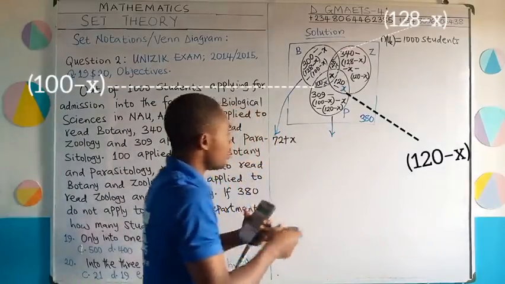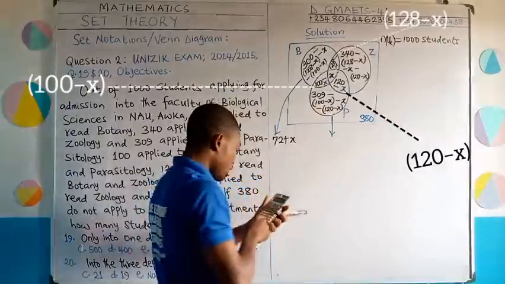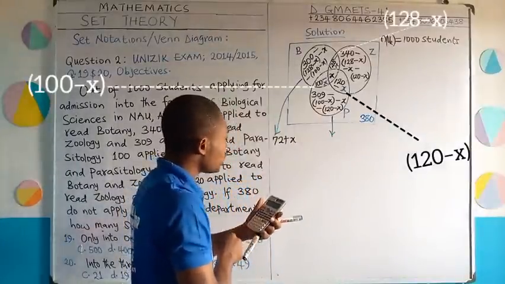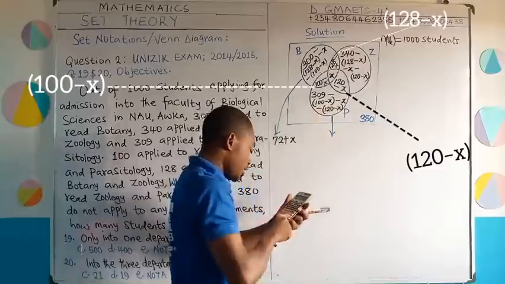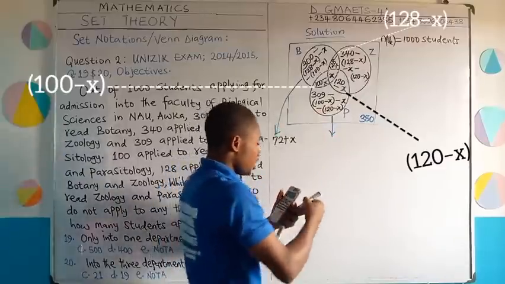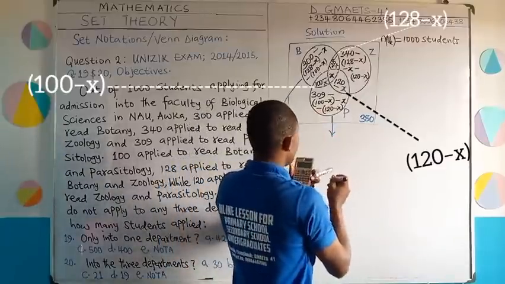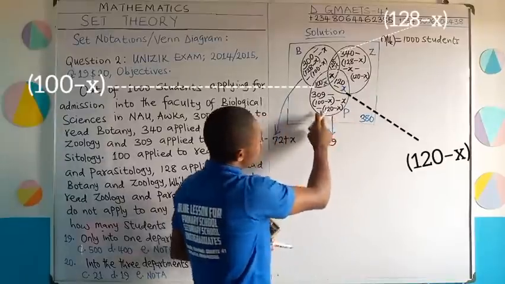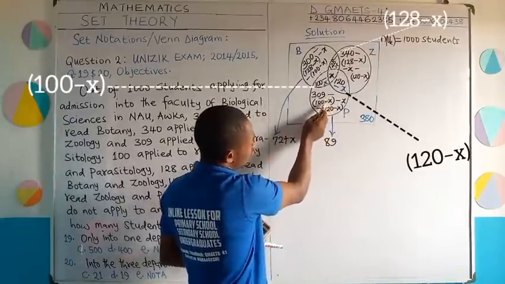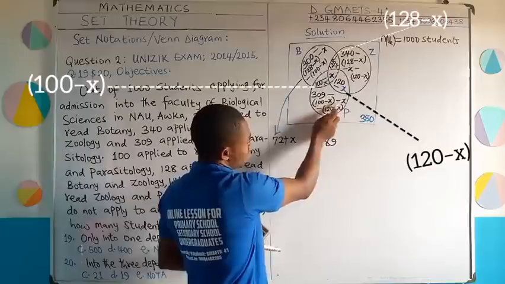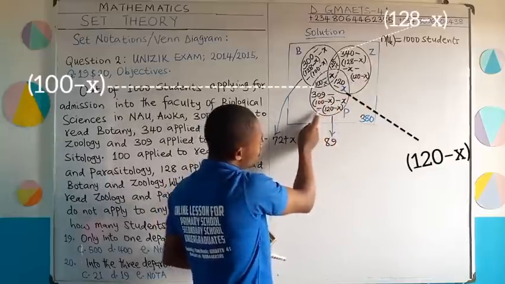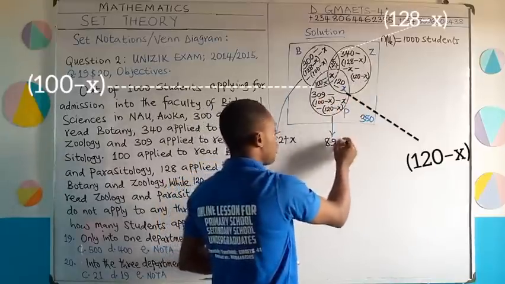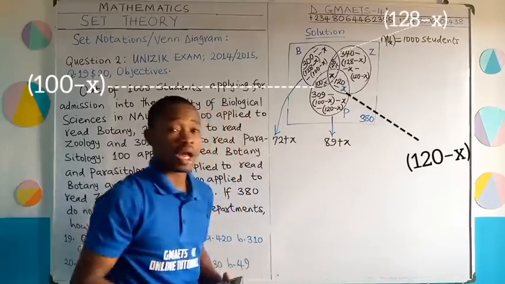I'll come over to parasitology and do the same. We'll have 309 minus 100, and then minus 120, and that gave 89. Then if you work with the x, we change this minus to plus, so this is plus x, minus x goes to 0, then this minus will affect this minus x here to become plus x. So this is 89 plus x.